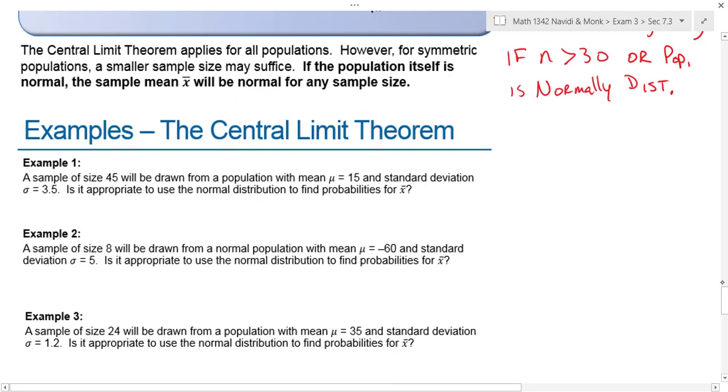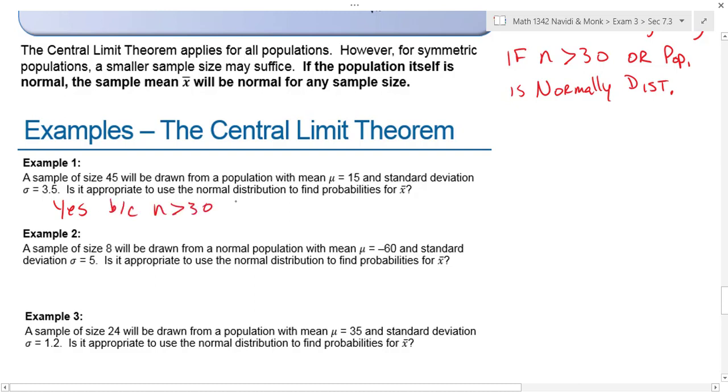In example 1, we're told that a sample of size 45 will be drawn from a population with a mean equal to 15 and a standard deviation of 3.5. So I know the population mean and standard deviation. Is it appropriate to use the normal distribution to find the probabilities for x bar? Yes or no? Yes, and why is that? n is greater than 30.